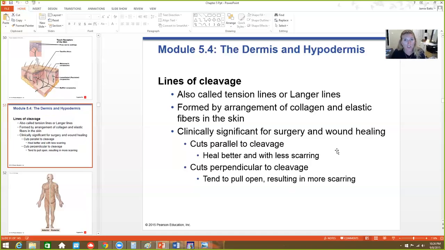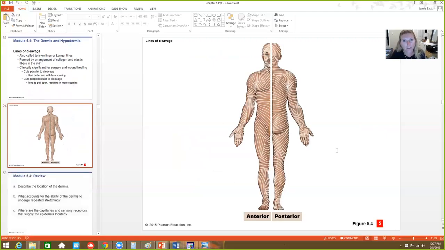Because remember, scar tissue is basically just collagen reforming. So they want the collagen to reform as easily and as uniform as possible. And that's really all it is. It's just looking at how these fibers move in the body. And this is just a picture of it.